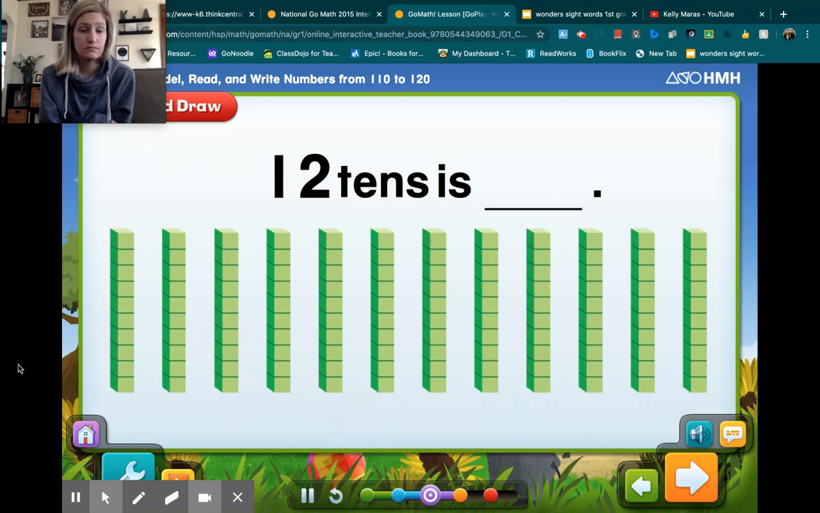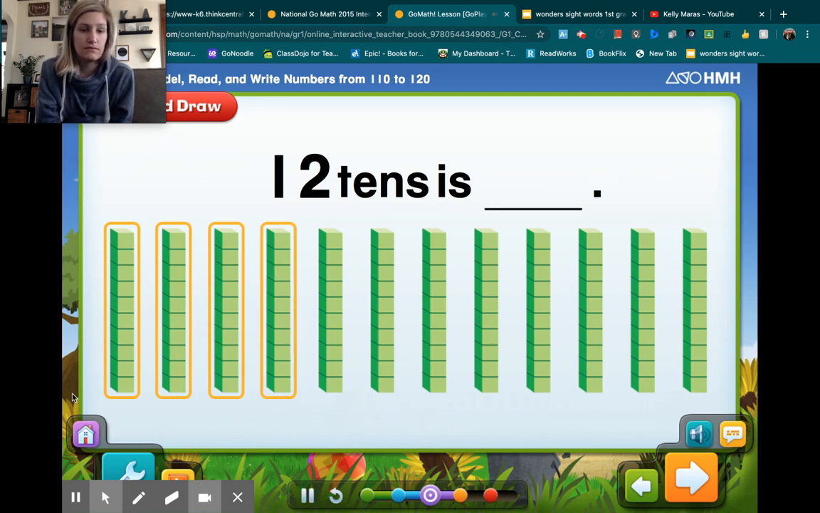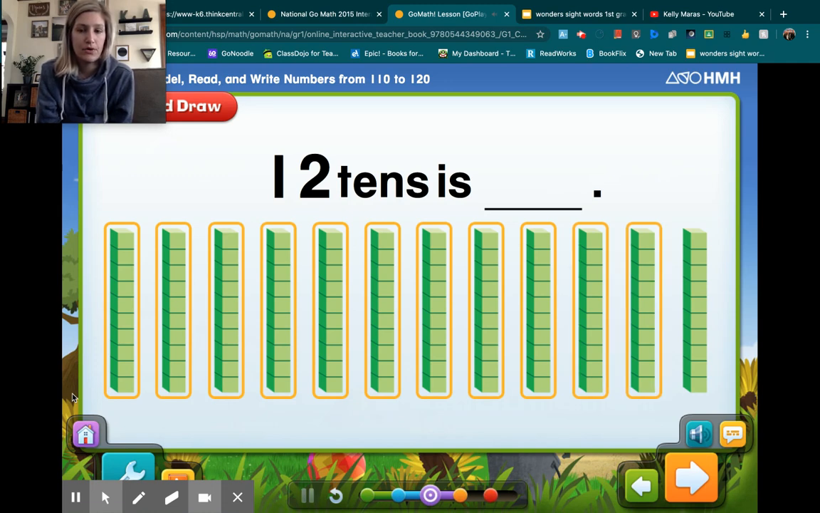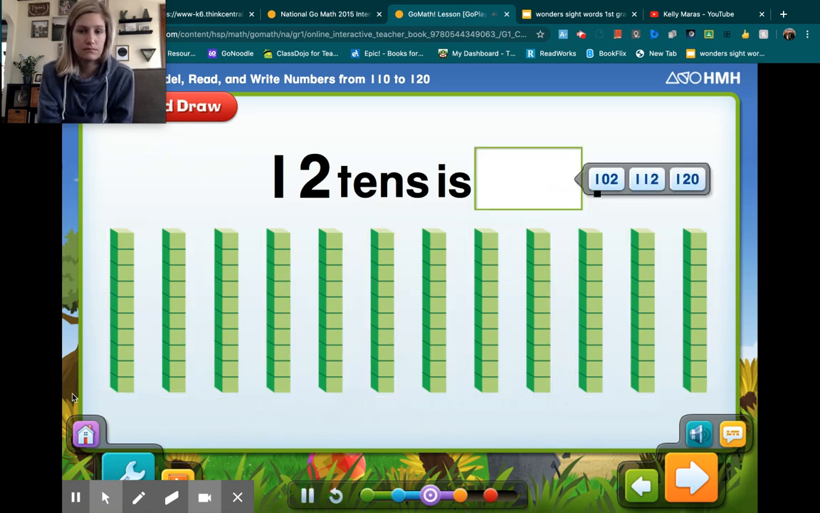So what number does this model show? Let's count by tens to find out. Okay, you guys, count by tens with me. 10, 20, 30, 40, 50, 60, 70, 80, 90, 100, 110, 120. What number is the same as 12 tens?